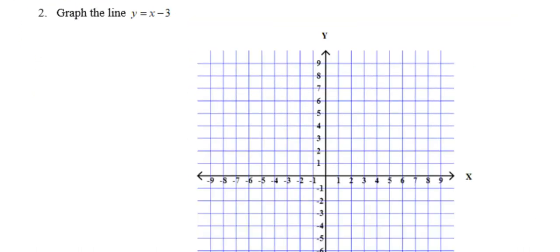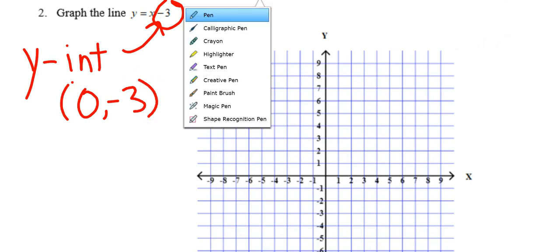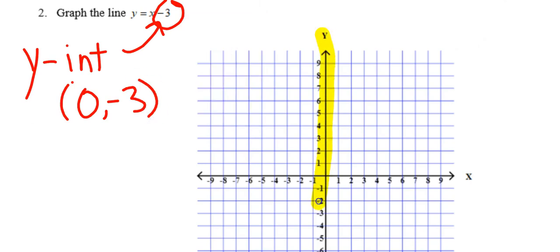Okay, we have graphing a line. This time we're not given the y-intercept, but we need to find it. Our y-intercept, if you look, is the number that's being added to x. So it's -3. So our y-intercept, we're going to plot our point at (0, -3). And again, if it helps, you could highlight where your y-intercept should be. So our y-intercept is going to be here at -3.